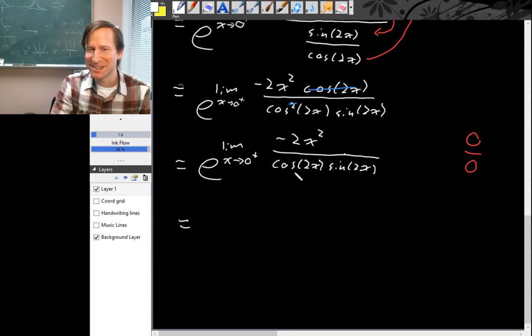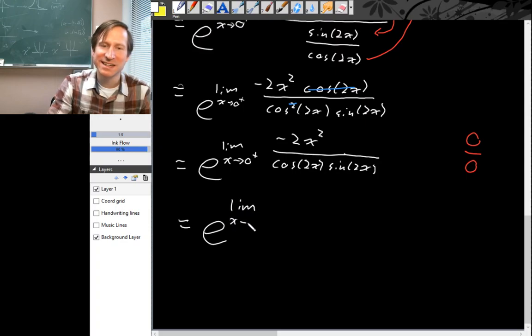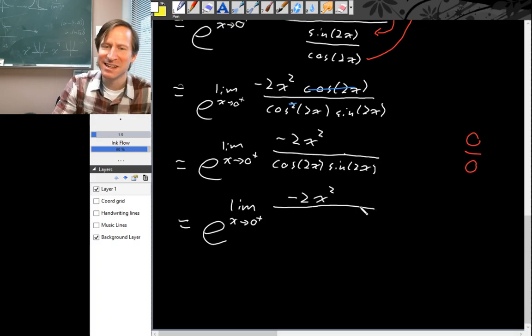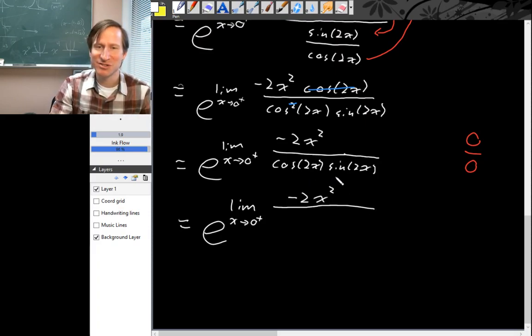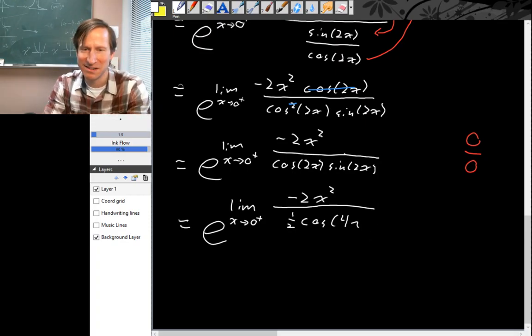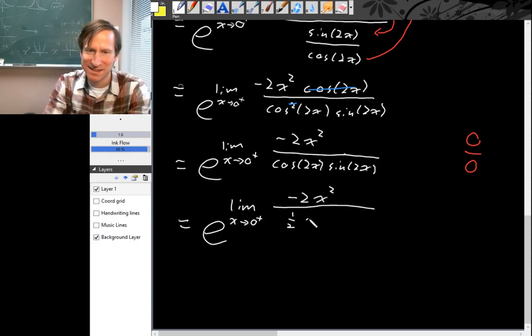But this denominator, cosine 2x times sine 2x, that's part of a trig identity. I remember that for a product of a sine and a cosine, there's a trig identity for that. And you don't necessarily need to remember what the result of that trig identity is, but you should definitely remember that there is such a trig identity, just so that you know to go look it up when you need it. So if you look up the product to sum identity for cosine times sine, what you'll get is, I guess it's actually a double angle identity. Cosine 2x times sine 2x is 1/2 cosine of 4x. I'm sorry, that can't be right. It's 1/2 sine of 4x. That's better. Okay.